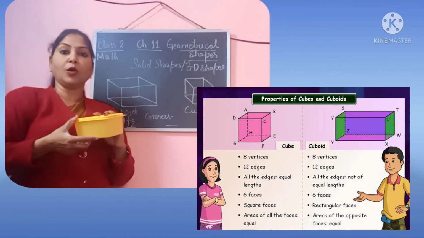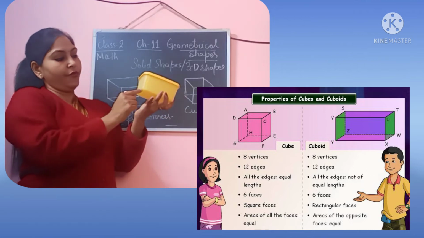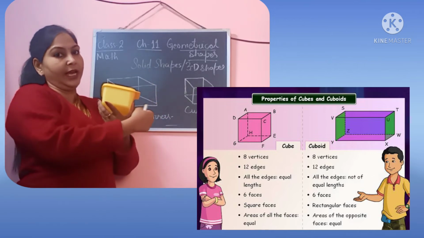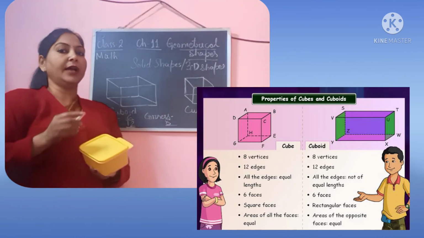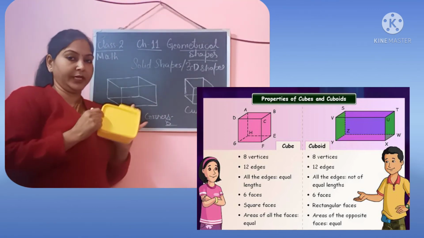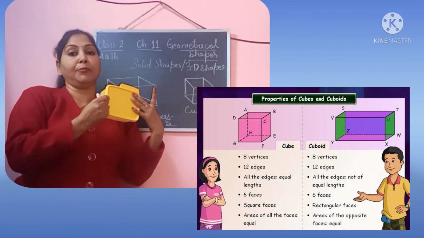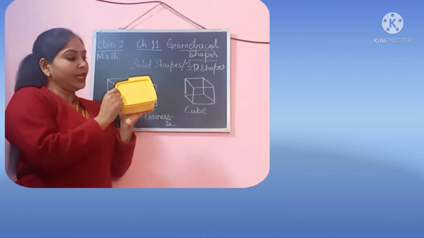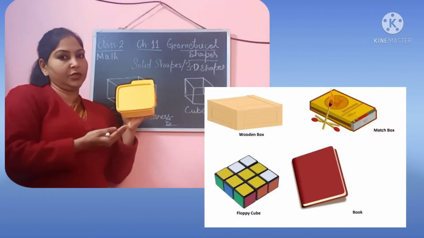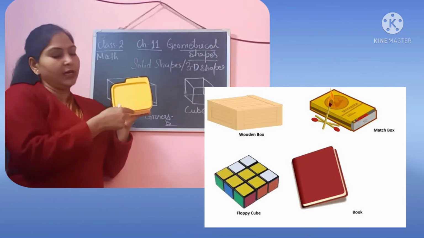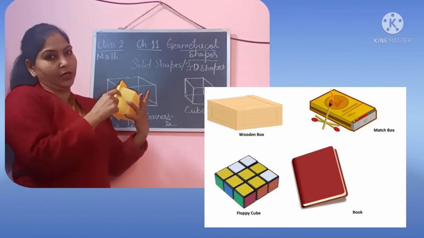Now let's count the corners. 1, 2, 3, 4, 5, 6, 7, 8. 8 corners are there. So what have we learnt about the cuboid? The face of the cuboid is made up of rectangles. In a cuboid whatever the properties of a rectangle are, the same properties you will find here also. The opposite sides will be equal in every case.